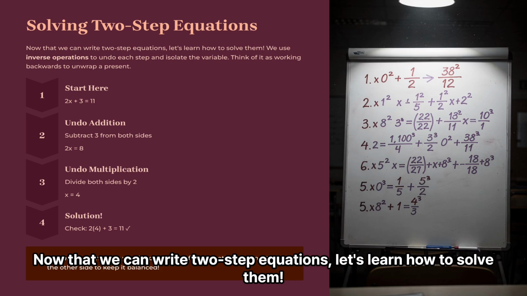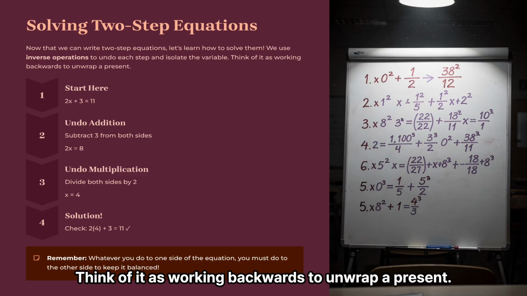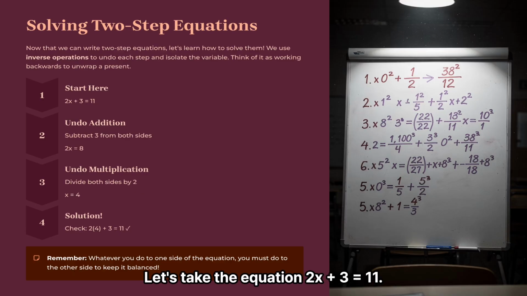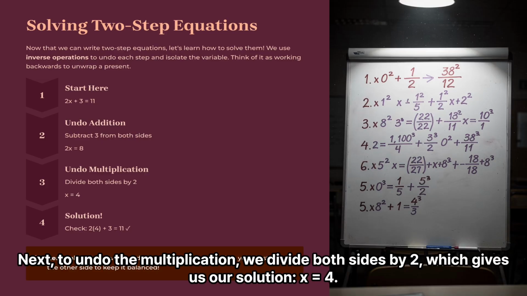Now that we can write two-step equations, let's learn how to solve them. We use inverse operations to undo each step and isolate the variable. Think of it as working backward to unwrap a present. Let's take the equation 2x plus 3 equals 11. First, to undo the addition, we subtract 3 from both sides, leaving us with 2x equals 8. Next, to undo the multiplication, we divide both sides by 2, which gives us our solution, x equals 4.